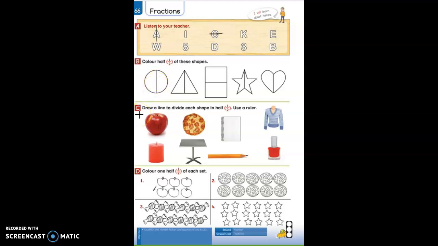Section C. Draw a line to divide each shape into half. Use a ruler. So again, take your pencil and ruler and draw a straight line directly down the center of the apple, to divide it into 2 equal parts. Use your ruler to try the other pictures.